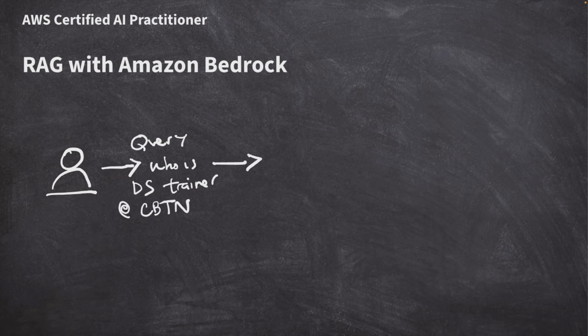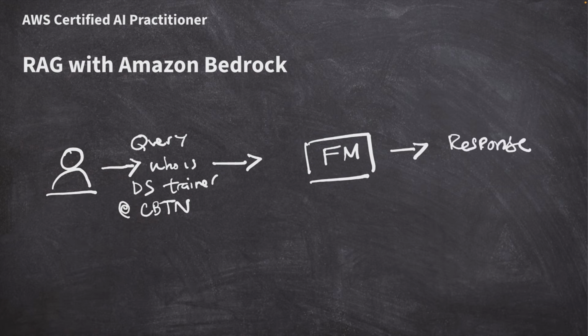And normally this would go straight into a foundation model. But imagine if the foundation model doesn't know, it may not be able to create the response. And that's where RAG comes in with Amazon Bedrock, because it allows foundation models to reference a data source outside of its training. So let's create that here.